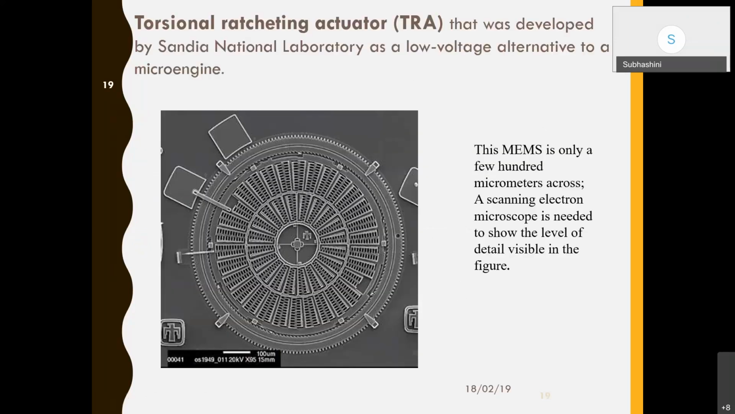So here is an example of a MEMS device. It's a TRA. TRA stands for torsional ratchet. It's a mechanical equipment. So here is the view, a pictorial view of this particular actuator. How does it look?